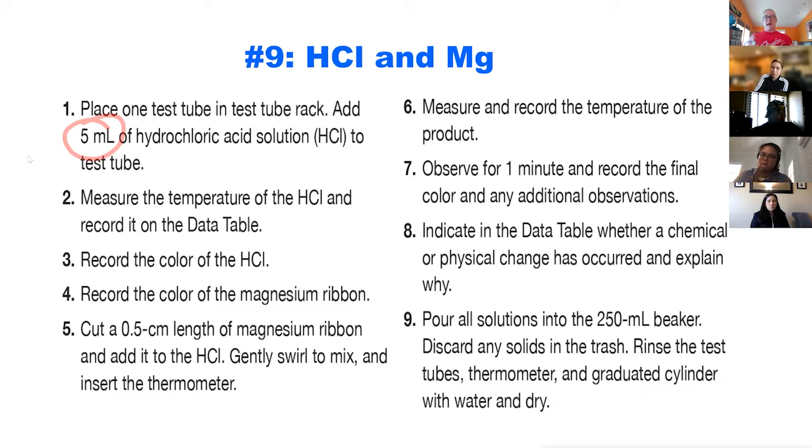Because if you don't do that, then basically you've got magnesium hydroxide trying to react with hydrochloric acid, and we want the magnesium metal reacting with the hydrochloric acid. So again, just drop the magnesium ribbon in, give it a general swirl, add the thermometer, record the temperature and any other observations you might have.